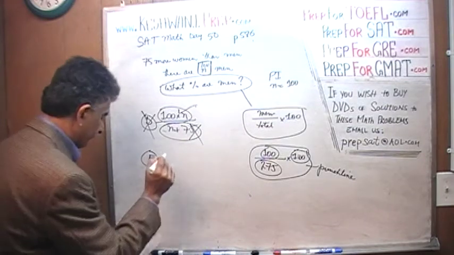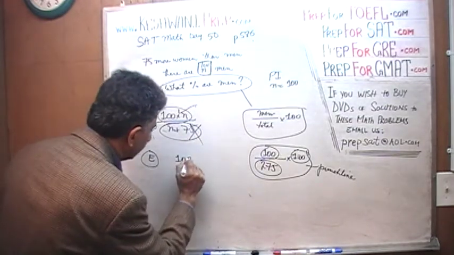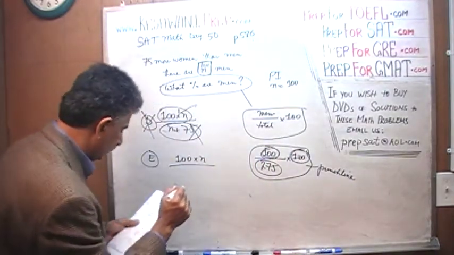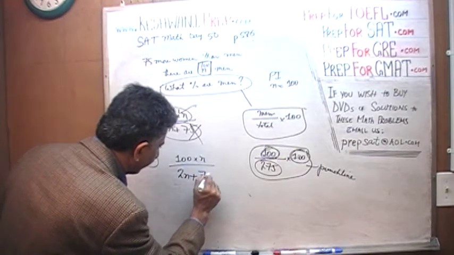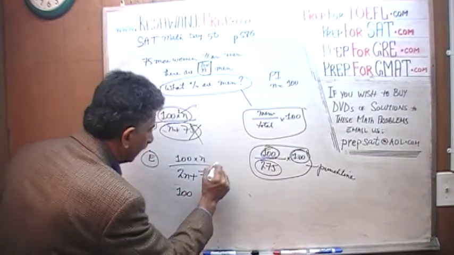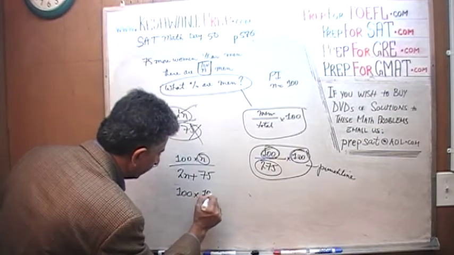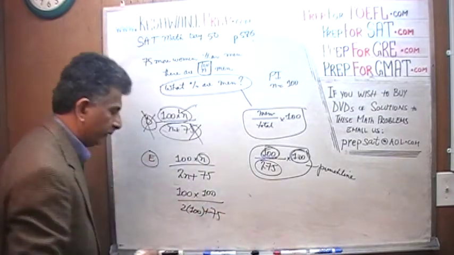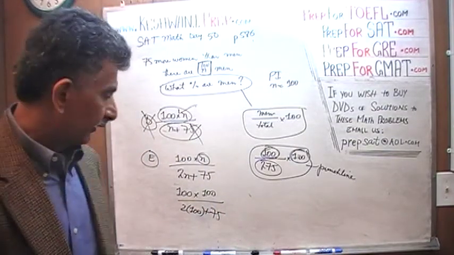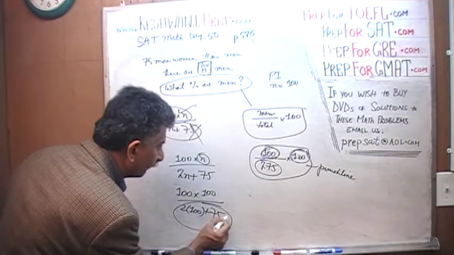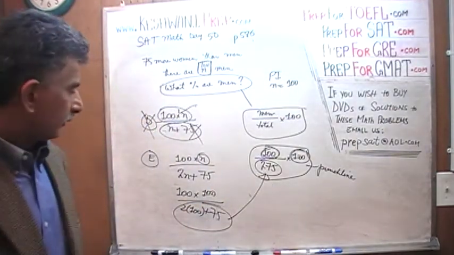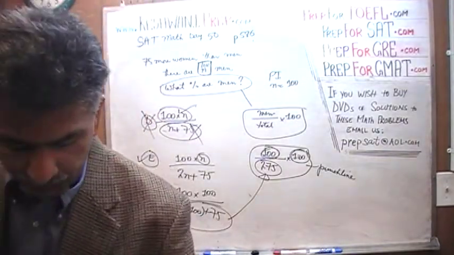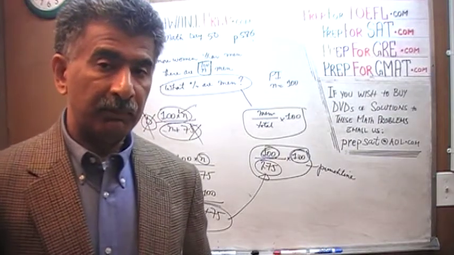The answer is E. E says 100 times n, which is your 100 times 100, over 2 times n plus 75. 100 times n, which is 100, over 2 times n, which is 2 times 100, plus the 75. 2 times 100 is 200, plus the 75 is 275, which is exactly what we need here. There you go. That's our answer. That's it. So that's one way of taking care of it, by plugging in numbers.